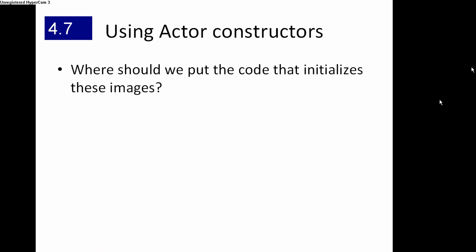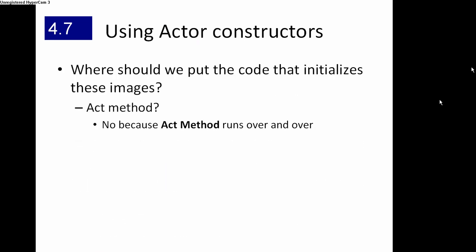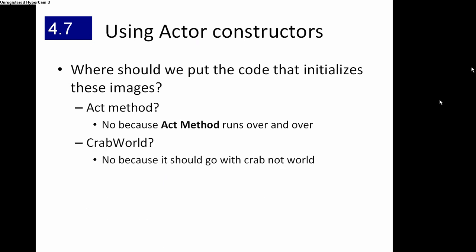Okay, where should we put the code that initializes these images? Should we put it in the act method? No, because the act method happens over and over and over again. You don't want to just keep putting the image in and a new image in. That's wasteful. It wastes resources. Do we want to put it in crab world? No, because the crab world is not the crab.